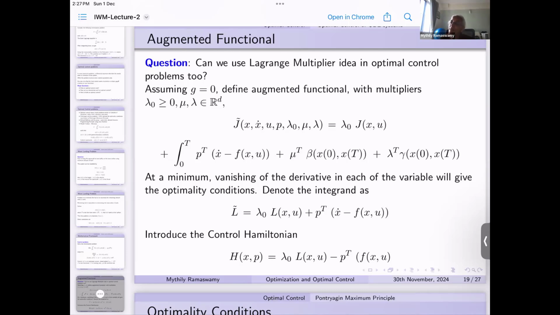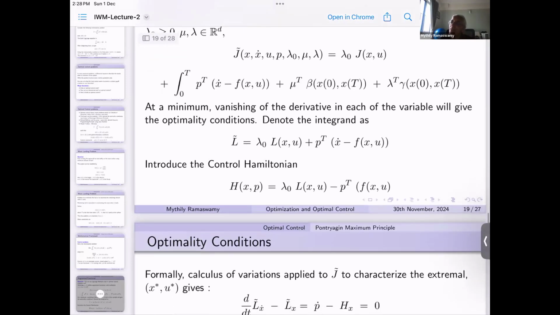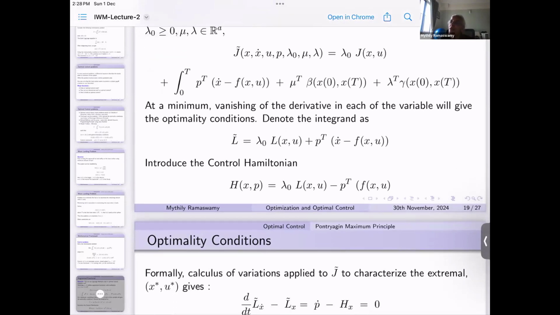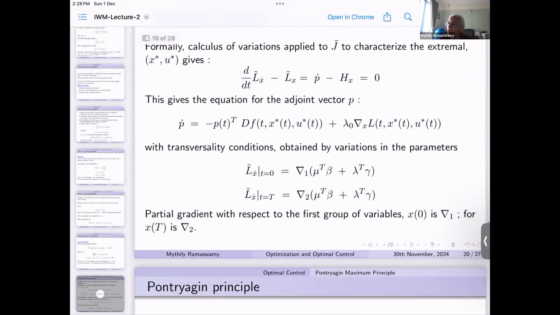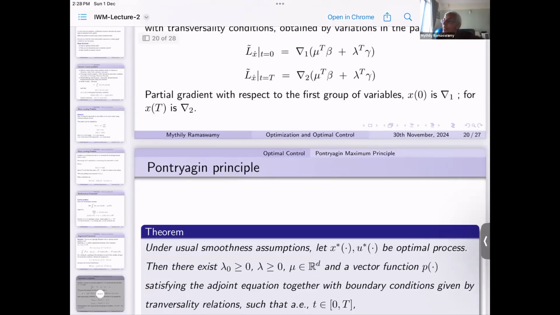So, or they call it state vector, co-state vector. There are many terminologies, but it is the Lagrange multiplier, if you treat the differential equation as a constraint. Now, what I was coming to was Pontryagin principle.